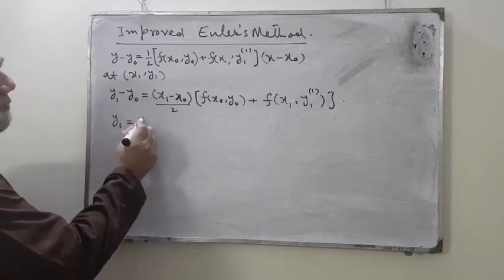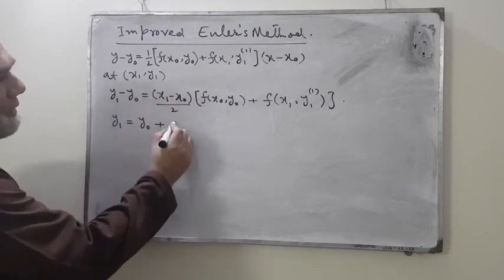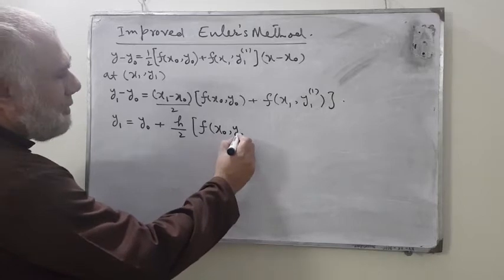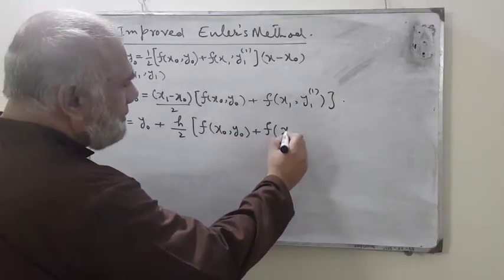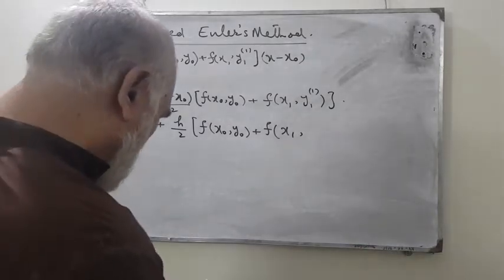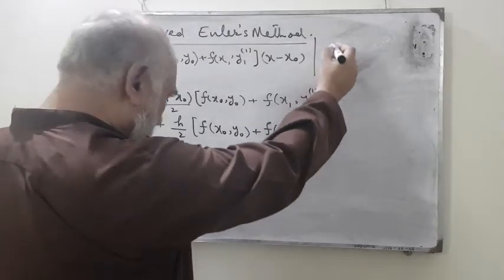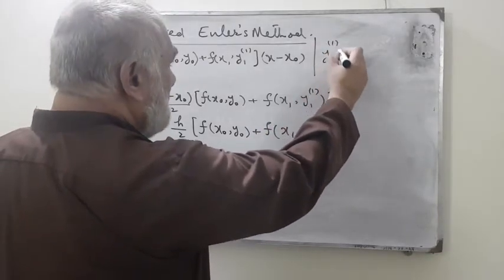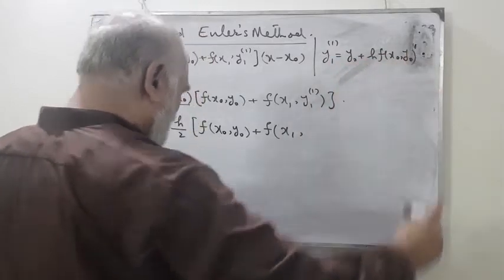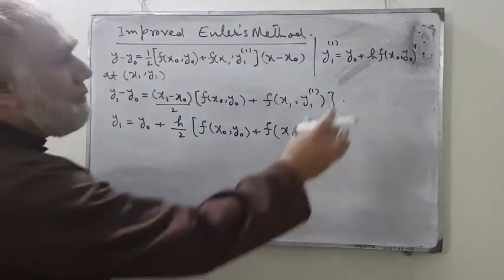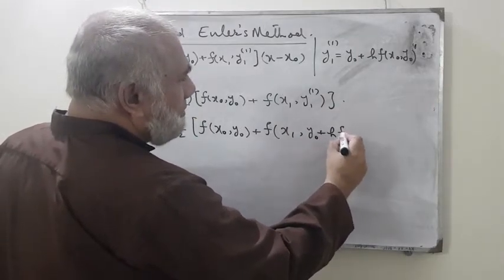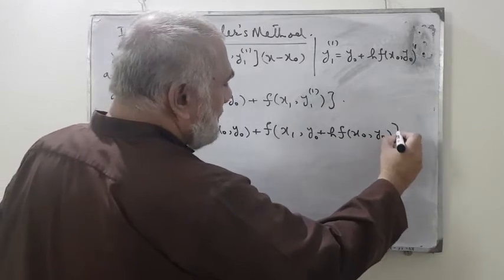y1 is equal to y0 plus, this is the length of the interval, we show it by h by 2, f of x0 y0 plus f of x1 and y1. If you remember, we had written down the equation for y1 in advance. We have just written down that y1 is equal to y0 plus h times f of x0 and y0. Now we are putting this value over here, so the result is y0 plus h times f of x0 and y0.